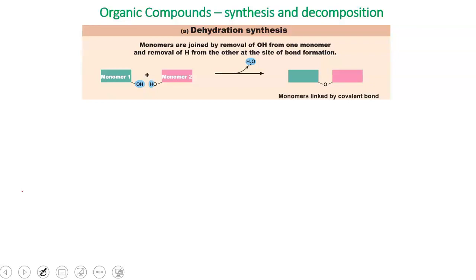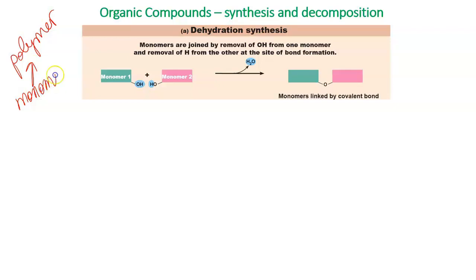Let's talk about how organic compounds are synthesized and decomposed. When we synthesize or make an organic compound, it requires monomers to be joined together. So if you remember from a couple of slides back, I said there is a polymer made up of monomers that are bound together. They have chemical bonds and they make polymers. So several monomers will make a polymer. In order to make that polymer, you have to generate bonds.